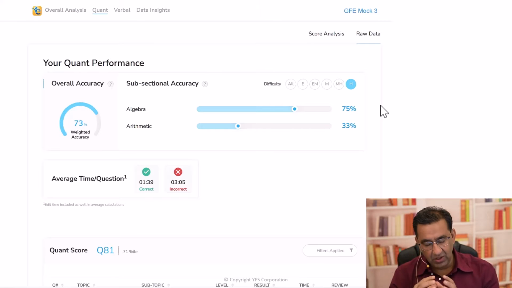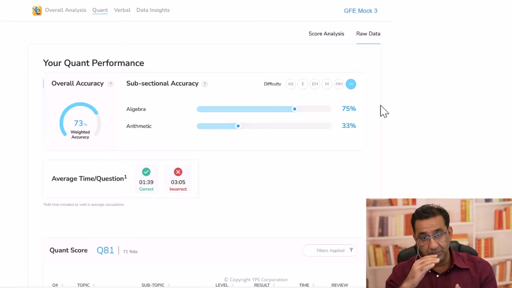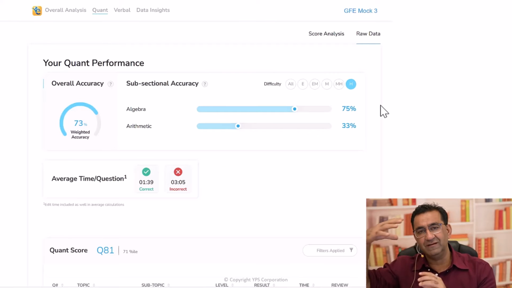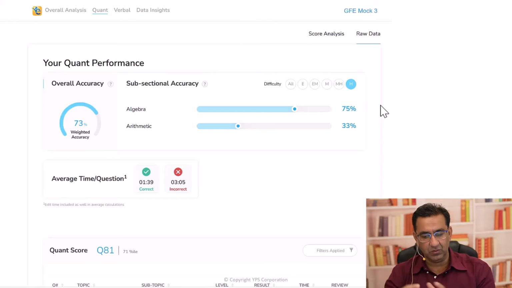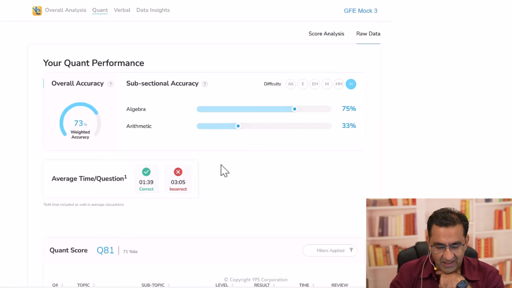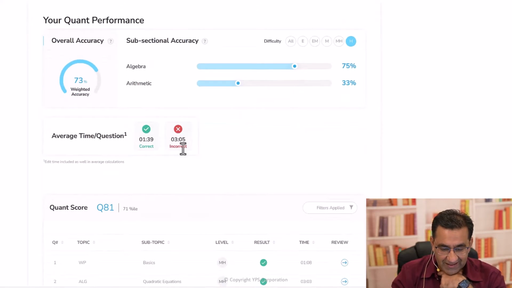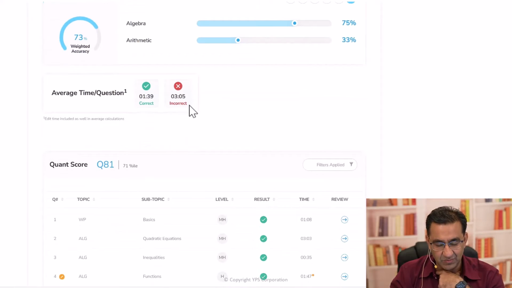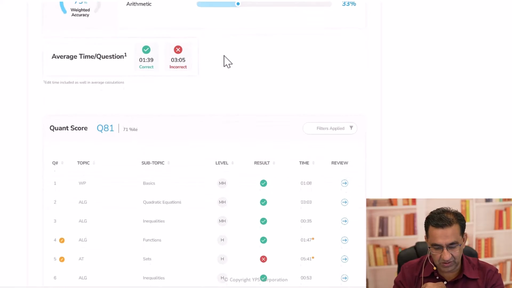arithmetic correctly. Now, the fact that we are dealing with hard questions means that the person knows the concepts, and knows how to apply them to a reasonable degree, but only in the most advanced application is where this person faltered, which is why the 33% accuracy. Also, you can see the average time per incorrect question is 3 minutes and 5 seconds, indicating that this person spent a lot of time on these questions. So timing wasn't an issue with these questions.